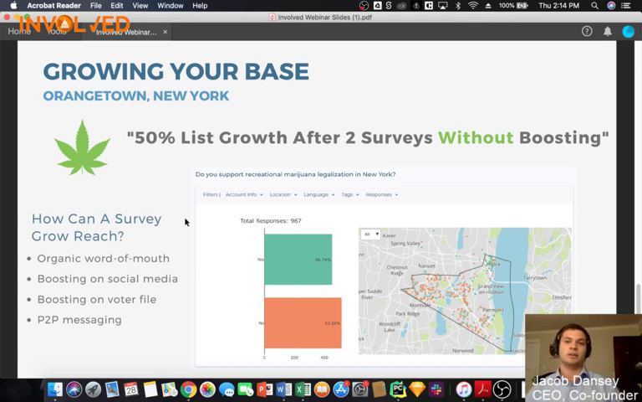But you could also spend some money to boost it geographically on social media, and you can also boost this on the voter file, like we mentioned, with peer-to-peer messaging, and really spread this to a new audience that way.